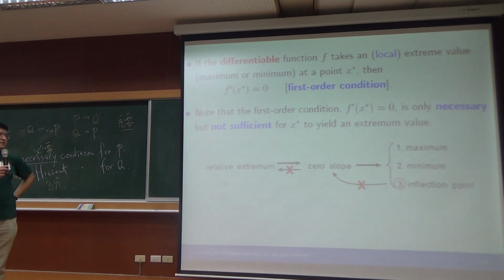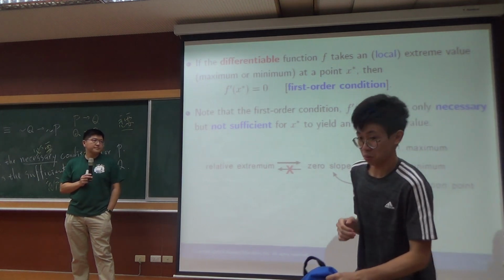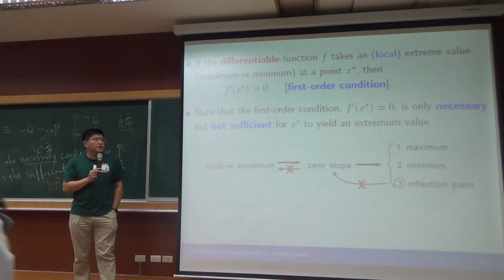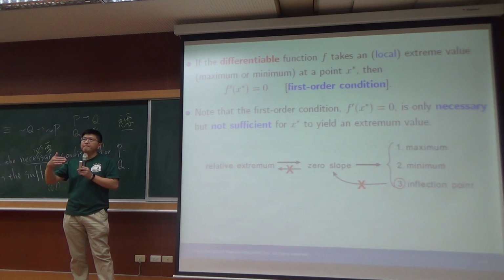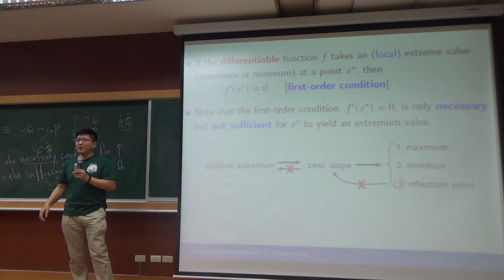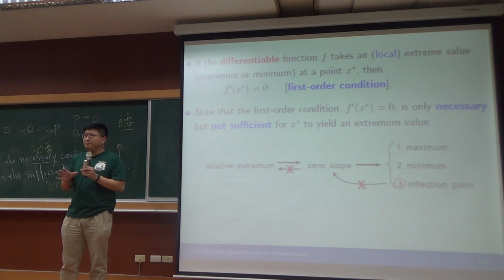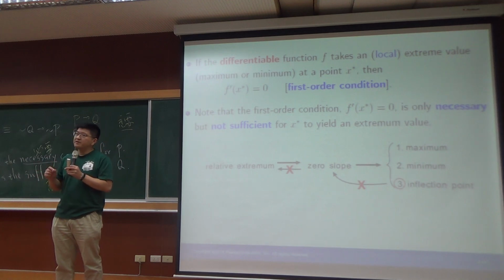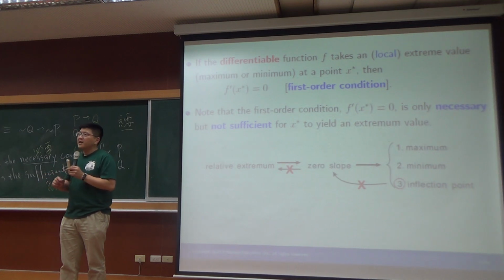So we use the first order condition. We utilize the first order condition as a first step screening tool. We try to screen which points can be the candidates of a relative extremum. It's just a necessary condition, and we use it like a screening tool.